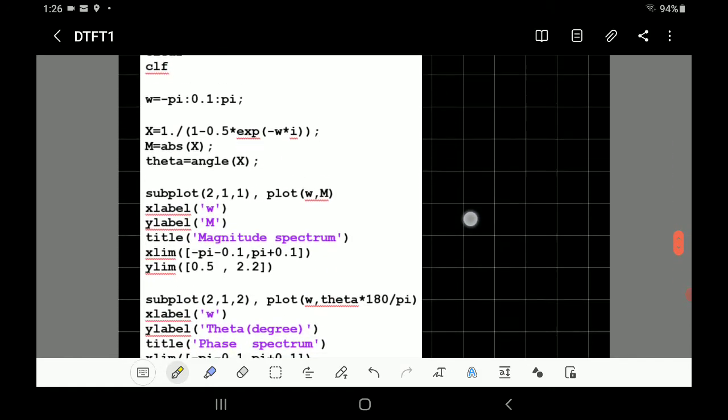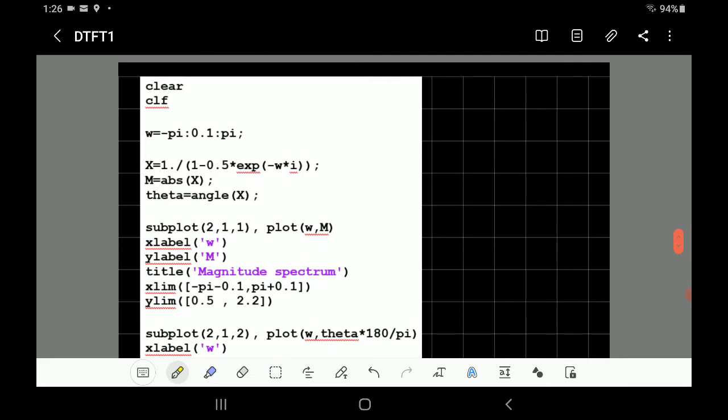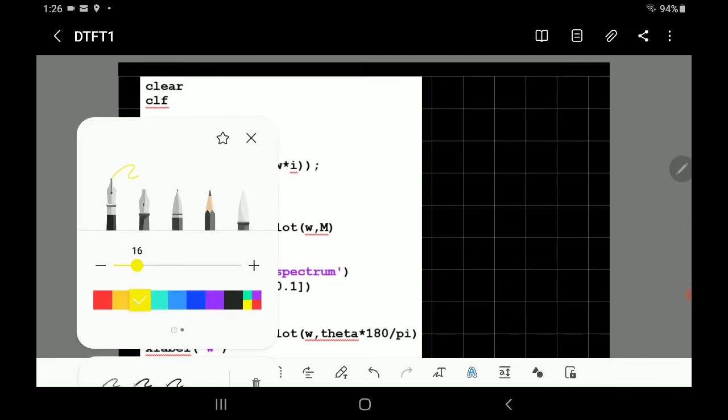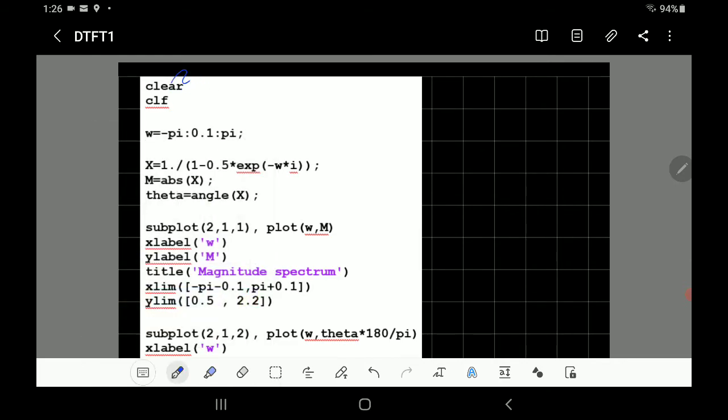All right. This is a Matlab program to sketch the spectrum. First, we start with clear and clf as usual. And now omega goes from minus pi to pi, and the step is 0.1. Always when you do the spectrum for the discrete Fourier transform, you can do it from negative pi to pi. Negative pi to pi. Why am I saying so?